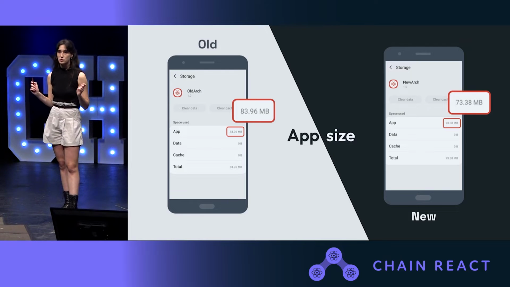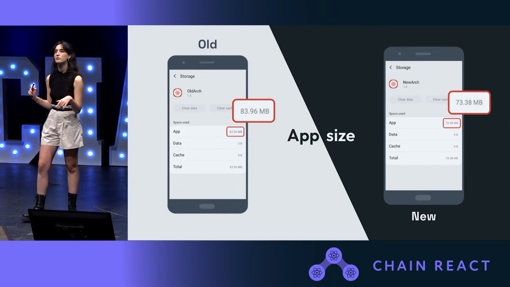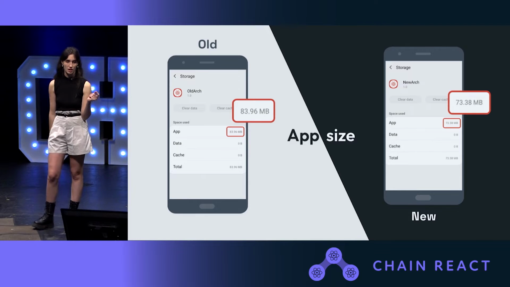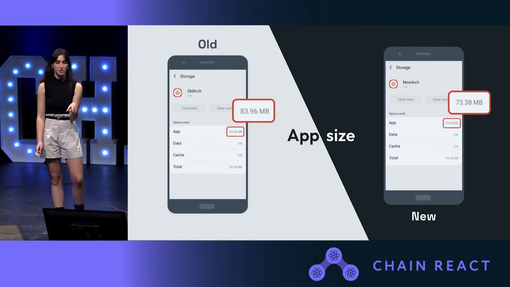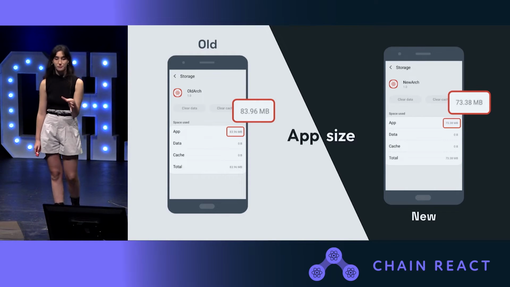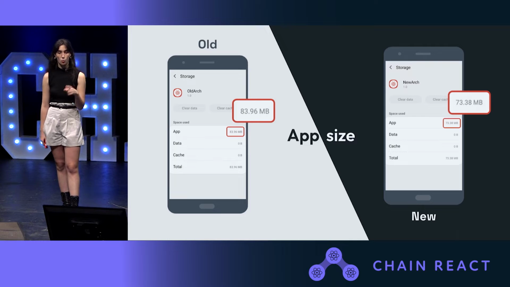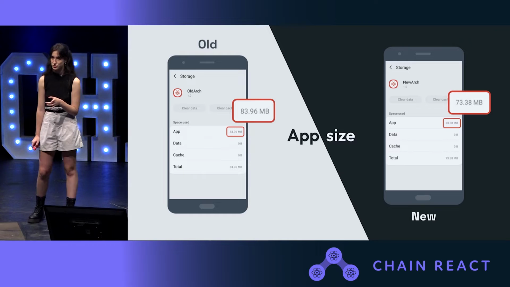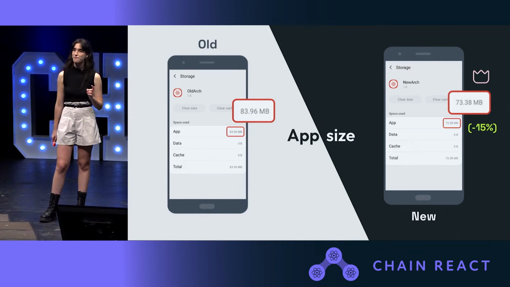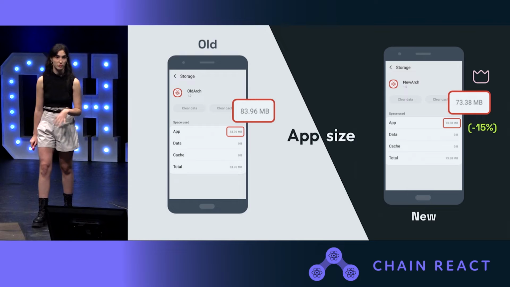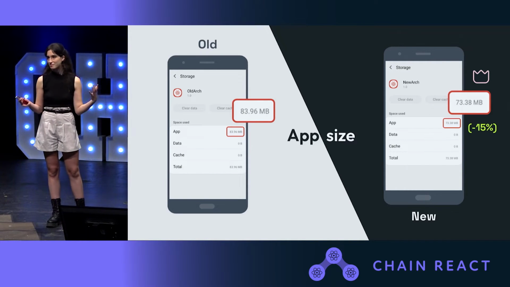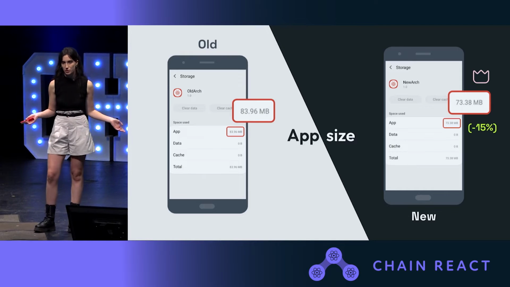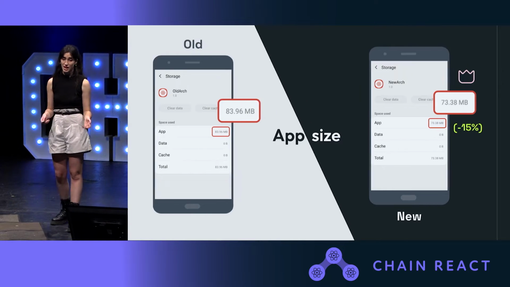First of all, I wanted to start by testing the app size. And I know this is not related to performance, but I think it is a nice addition. So the old architecture app has a size of almost 84 megabytes, while the new architecture has a size of 73 megabytes, which is a 15% decrease over the old architecture. And you may say, well, 10 megabytes is not a lot, but it is a nice addition.